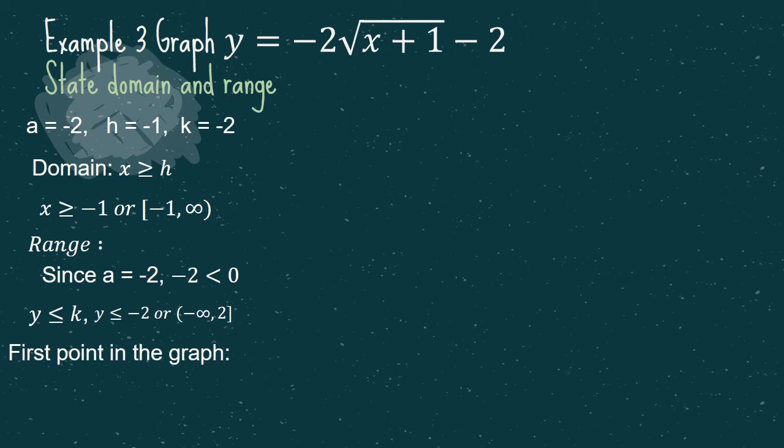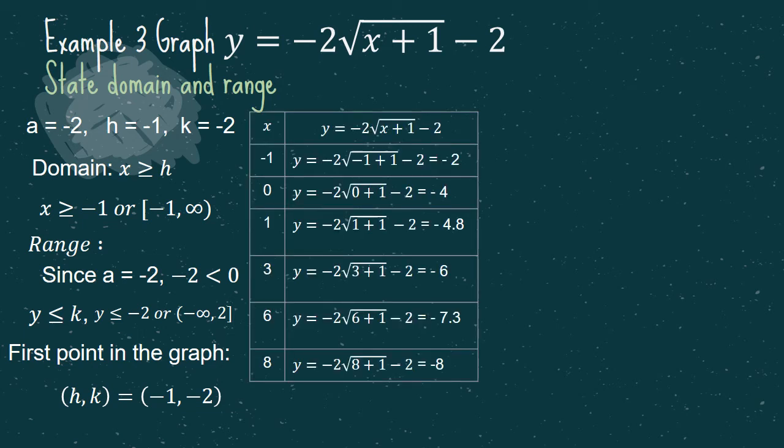And the first point of the graph, don't forget, we need to know the first point of the graph. It is the point given by h comma k, so the point will be negative 1, negative 2. Now we're ready to make a table of values, and the first value that we're going to see under the x is going to be negative 1. Here we have several x values: negative 1, 0, 1, 3, 6, and 8. You can use any value that is greater than or equal to negative 1, so you can choose your own values. Just don't forget that it's really important that you have several points to graph, so you can improve the way that your graph looks.